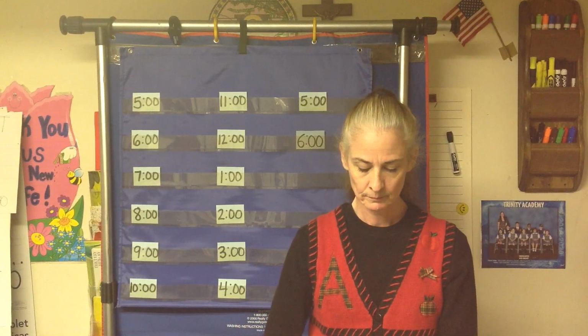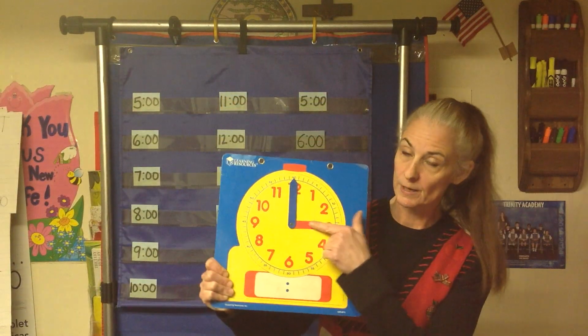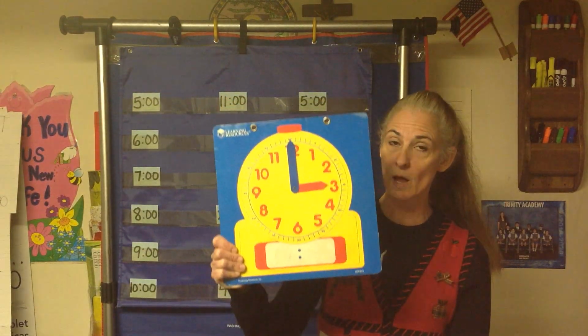Okay, show me 3. We didn't do 3 yet, right? Show me 3:00. The hour is 3. Your shorthand is your hour hand. Does your clock look like this? 3:00.